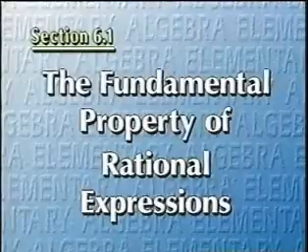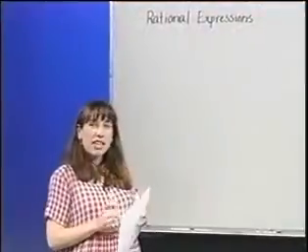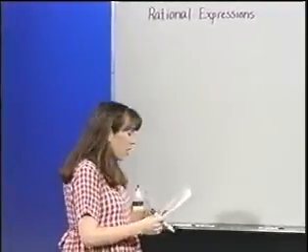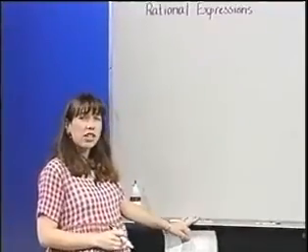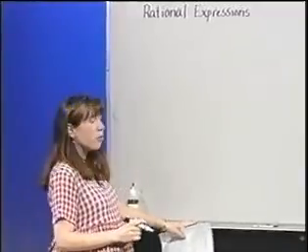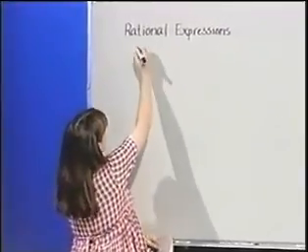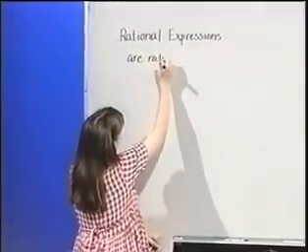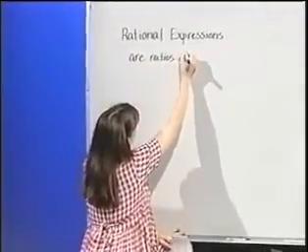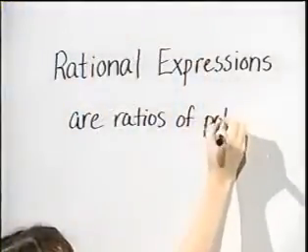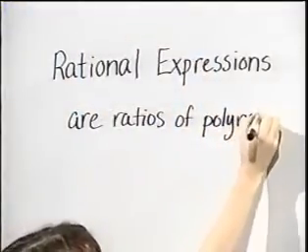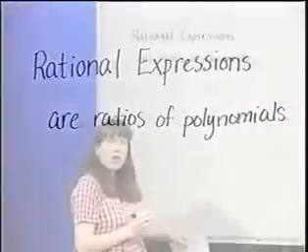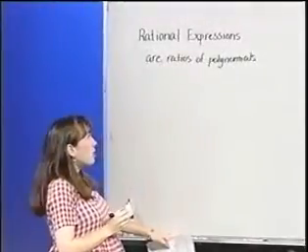Okay, let's start by looking at what exactly a rational expression is. A rational expression, in short, is any ratio of polynomials. So rational expressions are ratios of polynomials. And remember, a ratio is the same thing as a quotient. So it's like having one polynomial divided by another polynomial.